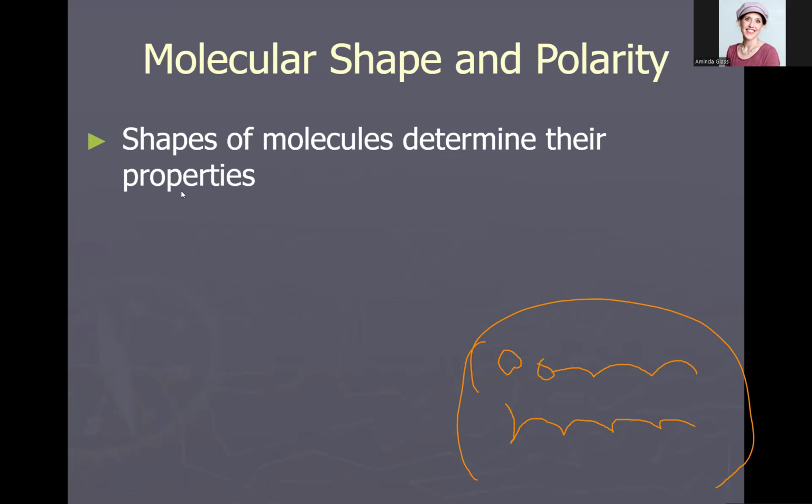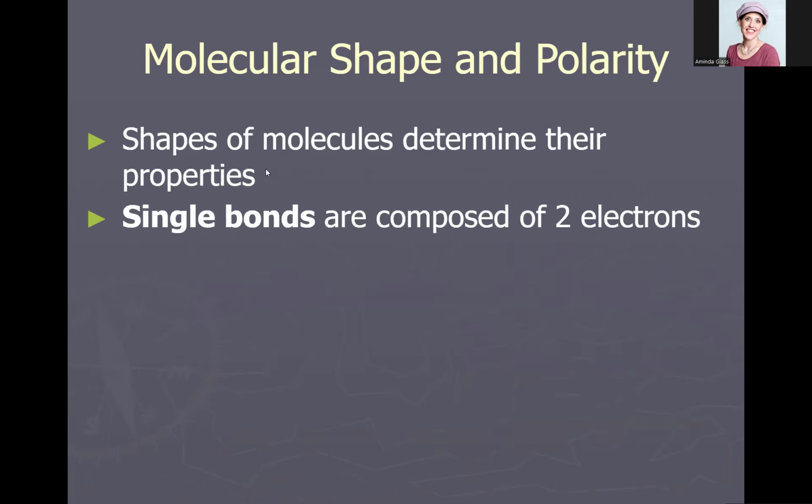Now, there's something about compounds and their shapes that determine their properties. And we're going to concentrate on the molecular shape and polarity and the bonding so that we can better understand the properties of different compounds.